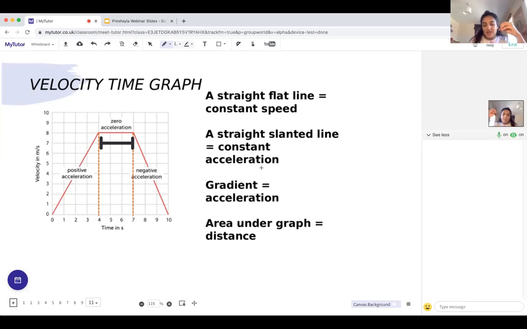So a bike starts at 7 meters per second, 3 seconds go, and the bike increases by 3 meters per second, and it increases in the same way. That's a constant acceleration. It's getting faster in the same way. So that's a straight slanted line. The gradient of this graph is acceleration. So completely different to a distance time graph.